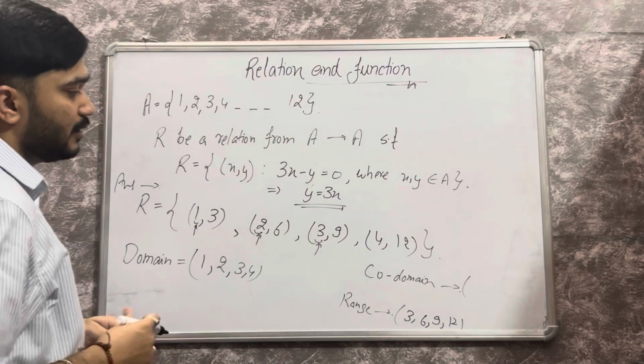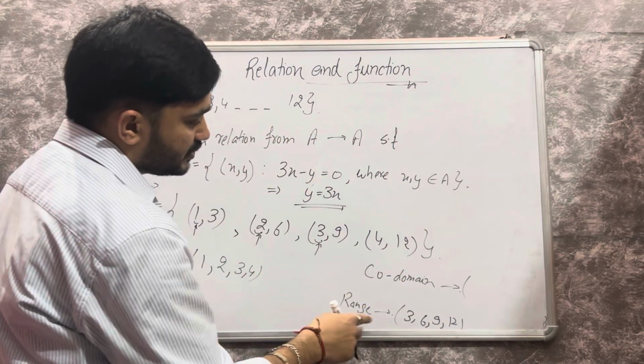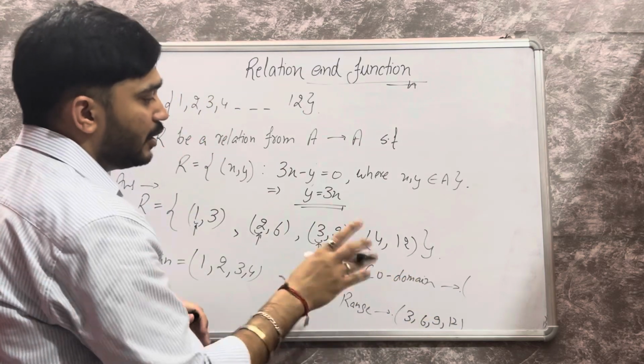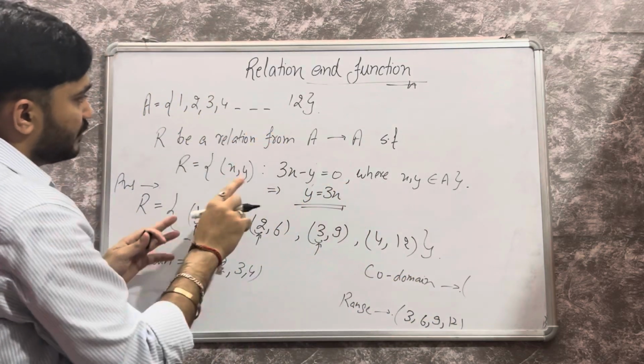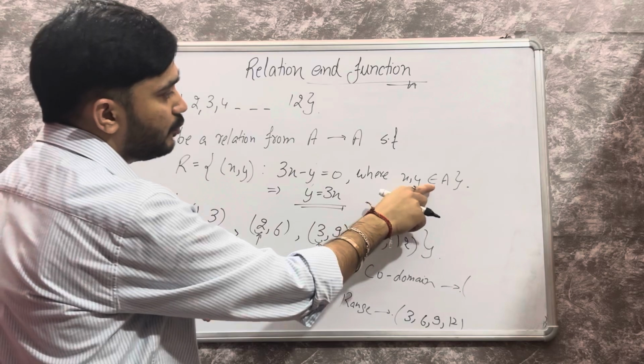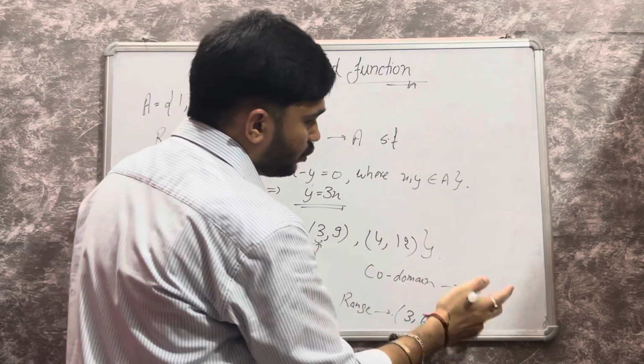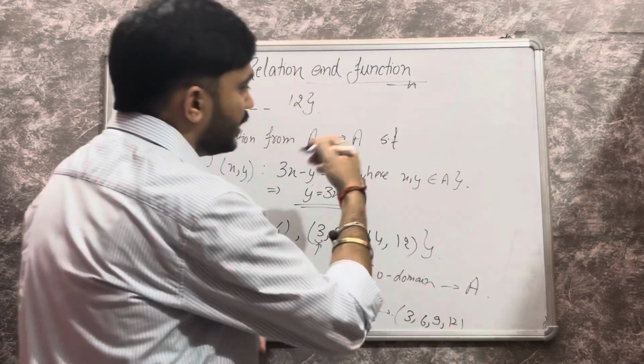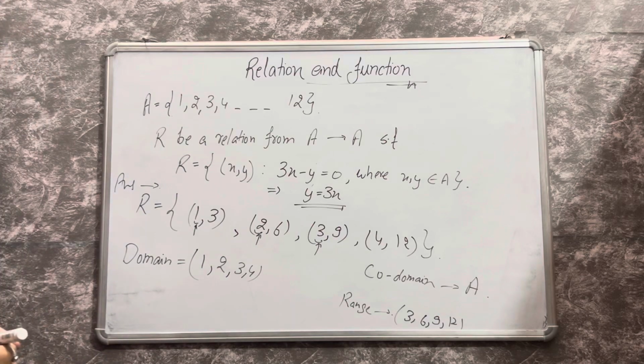And how can you write the codomain? Any universal set of this is going to be the codomain. Always write the set given. What is the value of y? y belongs to A. So always write the codomain as what is given in the question. Any doubt?